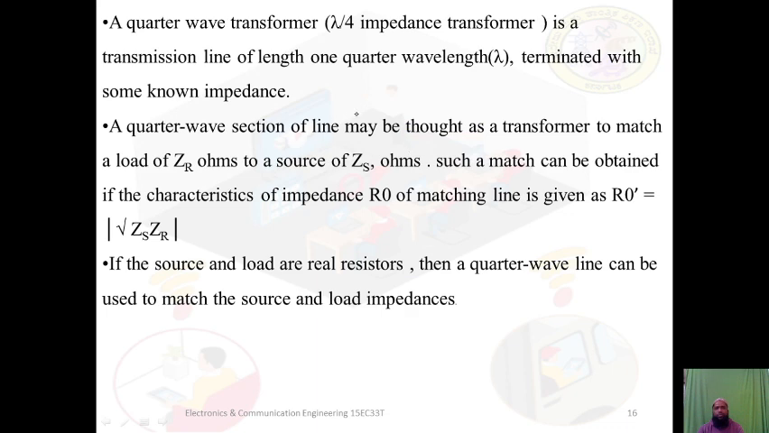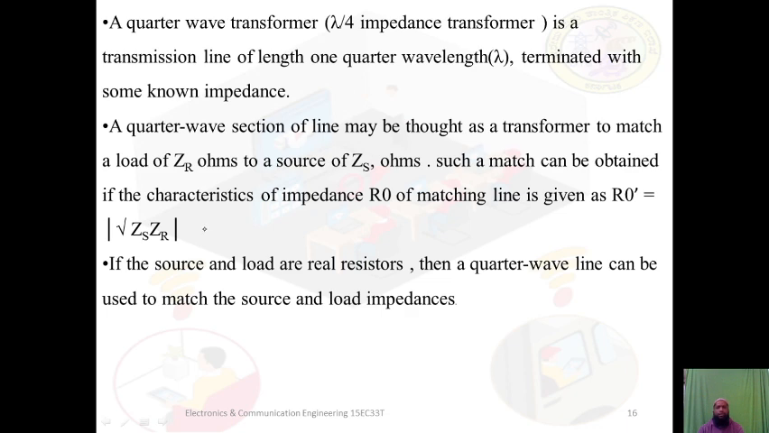So the quarter wave transformer is also called a lambda by 4 impedance transformer. It is a transmission line of length one quarter wavelength, lambda, terminated with some known impedance. The quarter wave section of line may be thought of as a transformer to match a load of ZR ohms to a source of ZS ohms. Such a match can be obtained if the characteristic impedance R0 of the matching line is given as follows. So this formula should be satisfied: Z0 should be equal to the square root of ZS times ZR.